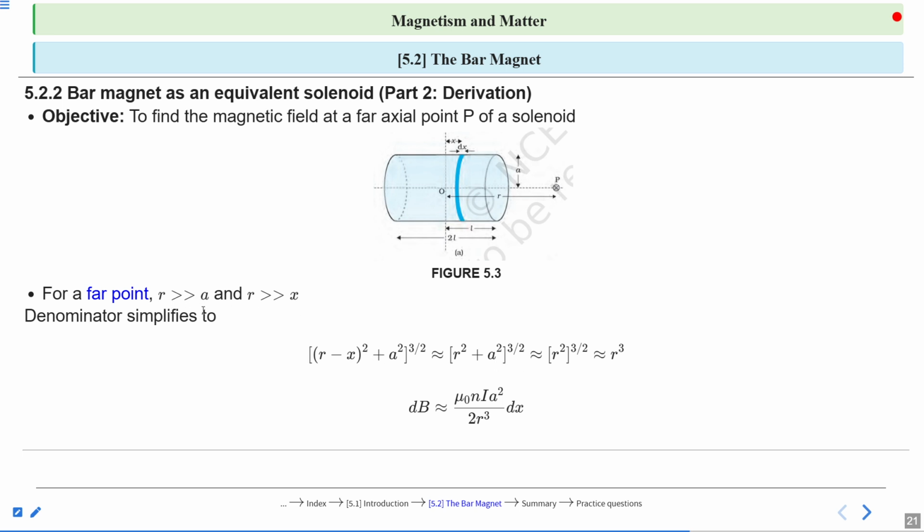Also r is much greater than a, the radius of the solenoid. So a square can be neglected also. So it will result in approximately (r squared) raised to power 3 by 2. So after simplifying, it is approximately equal to r cube. So this term is approximately equal to r cube for a very large distance, when this distance is much greater than the radius of the solenoid and much greater than the distance of this element from the center. Okay, so now the magnetic field is approximately equal to mu naught n I a square dx upon 2r cube.